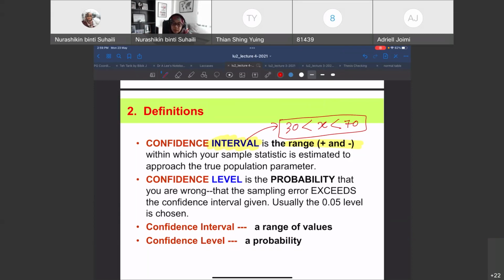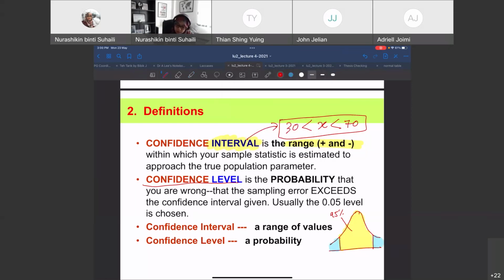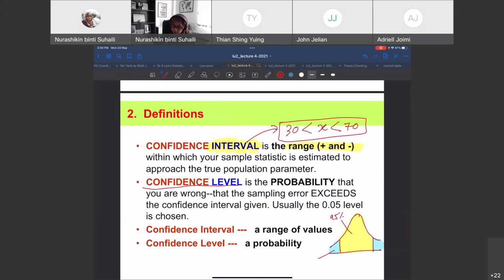Confidence level is the probability that you are wrong. This refers to, let's say, your confidence interval is 95%. If you're talking about the whole distribution, 95% is in the middle. As I said just now, the ones in the tail area are errors. Here is what is called the confidence level. Let's say the total here is 5%. This is the confidence level, just a term that you have to take. Confidence interval is the range of values, while confidence level is the probability that you are wrong, or the error.